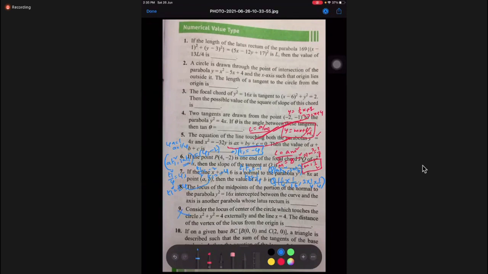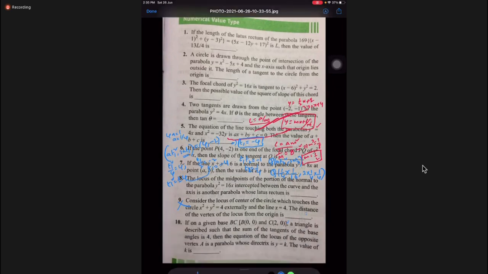You can try the ninth one, students, but a diagram needs to be drawn. Students, is it fine? Yes.